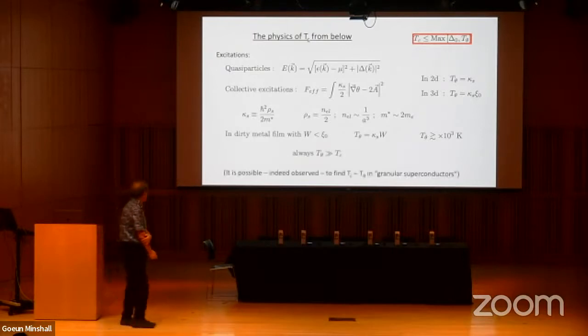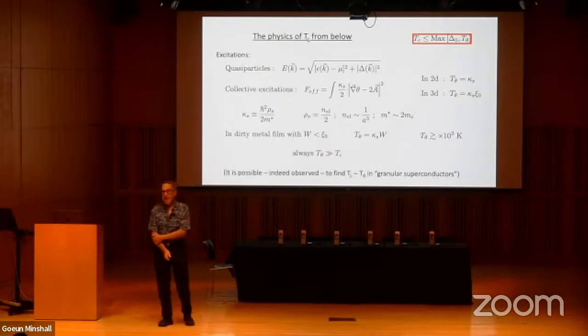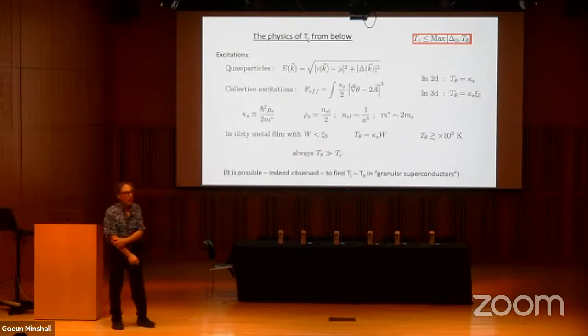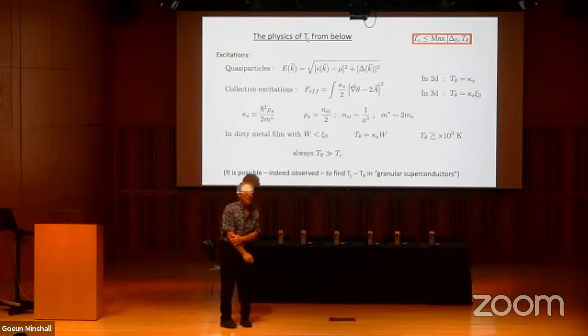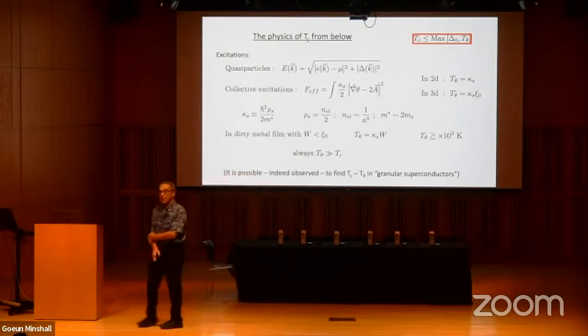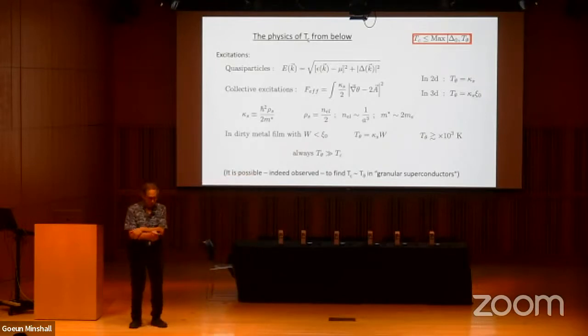Okay, that's not quite true. It's possible to have granular materials where you can get into the regime even with conventional superconductors where Tc is of order T theta. But for homogeneous conventional metals, there's simply no way that this physics of phase fluctuations can be important.